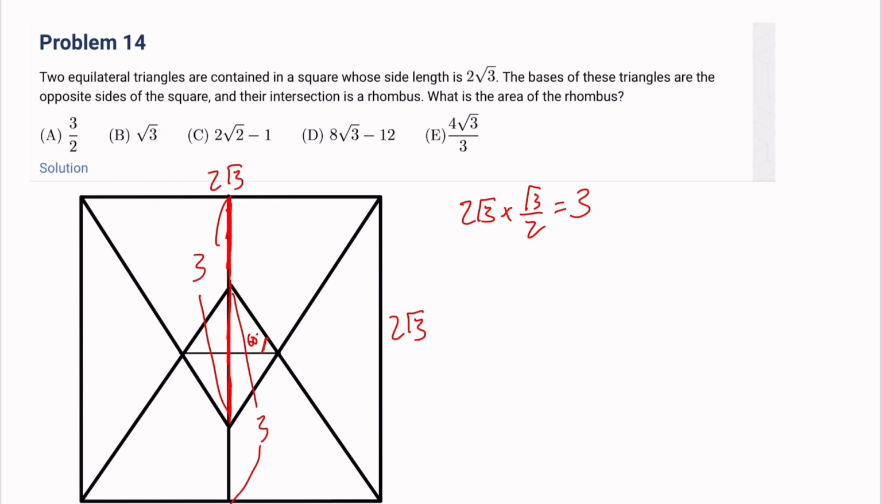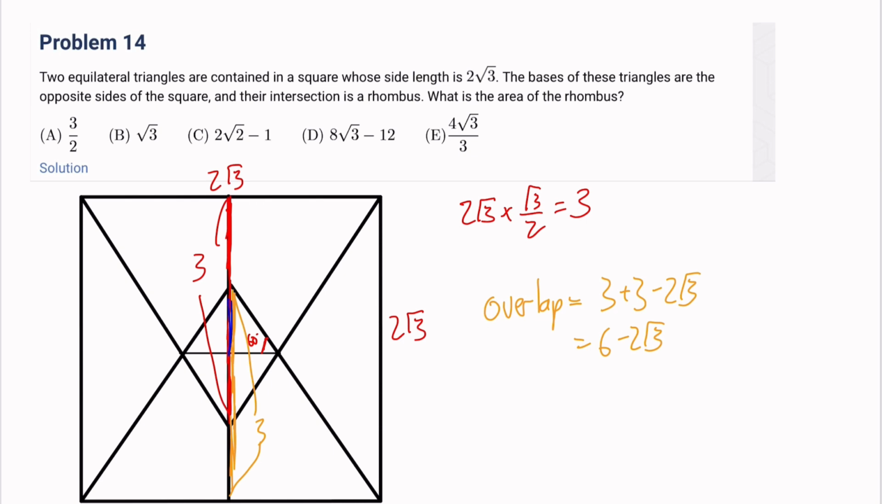So that length is 3, but this length is also 3, right? And they overlap. So the overlapping region equals 3 plus 3 minus 2√3, because it's this plus this, and then we have to subtract the whole thing. So this equals 6 minus 2√3, and so this much equals 6 minus 2√3.